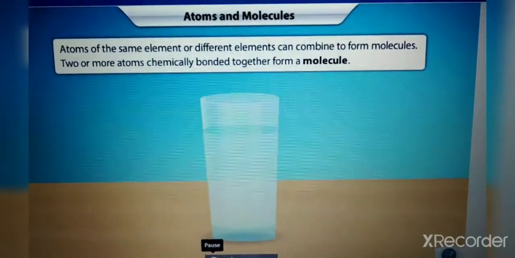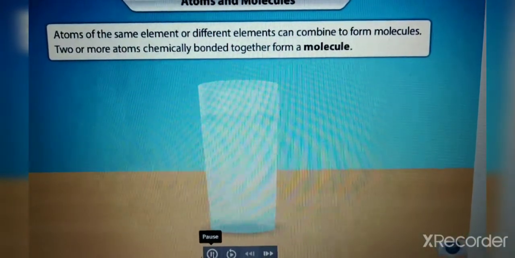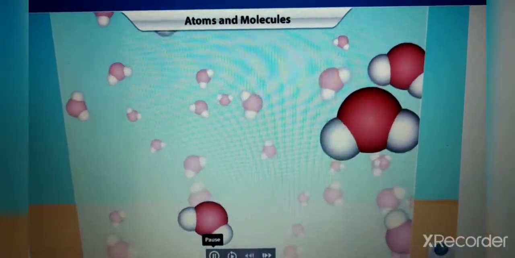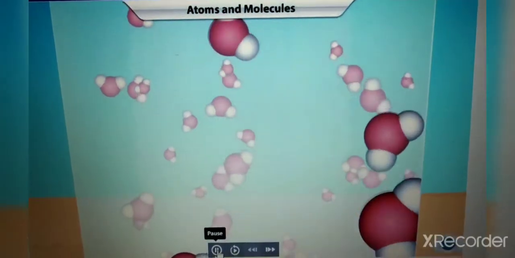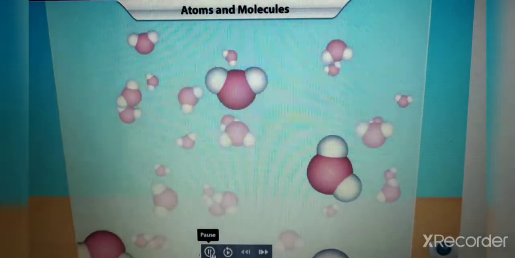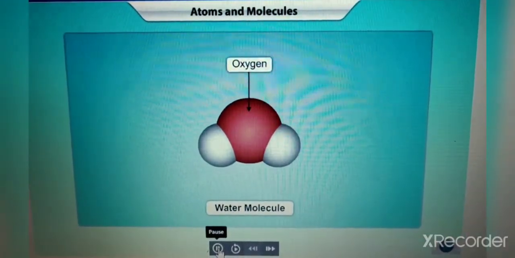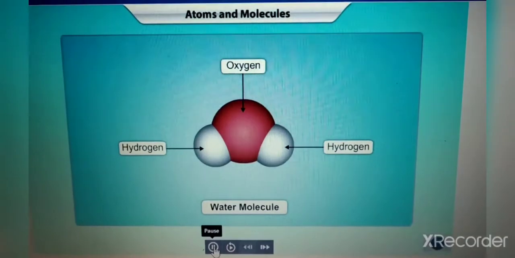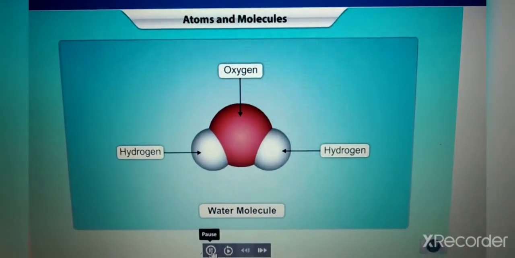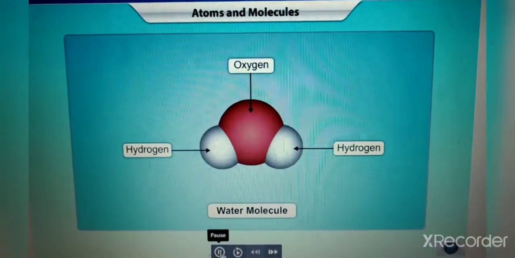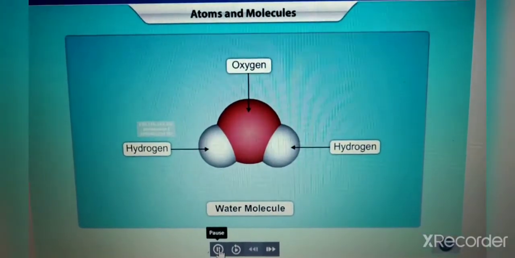Everything around us is made of matter. Atoms are the building blocks of matter. Atoms combine to form molecules. The atoms in a molecule are held together by chemical bonds. A single water molecule is made up of an oxygen atom and 2 hydrogen atoms. Have you ever wondered how many atoms can group to form a molecule? Let's find out.